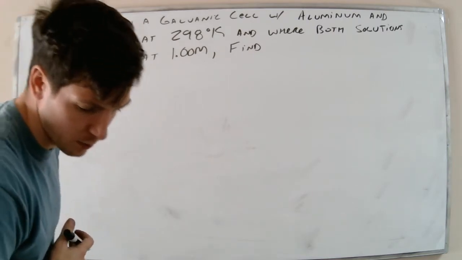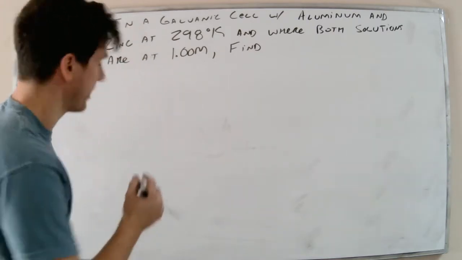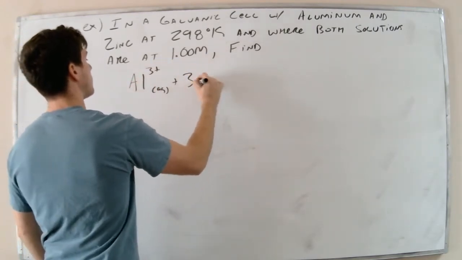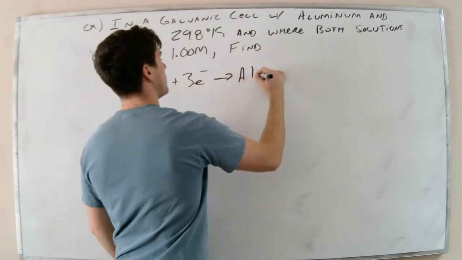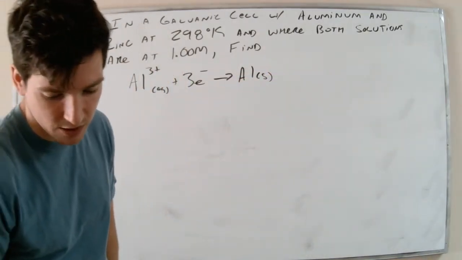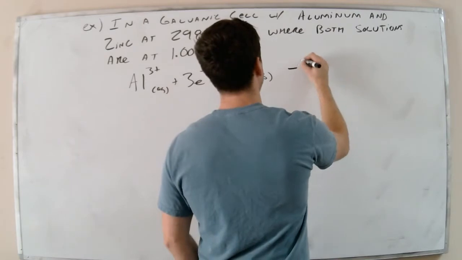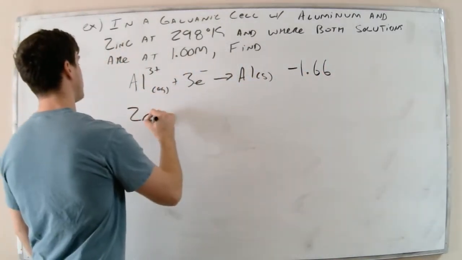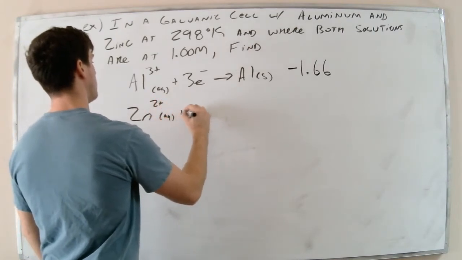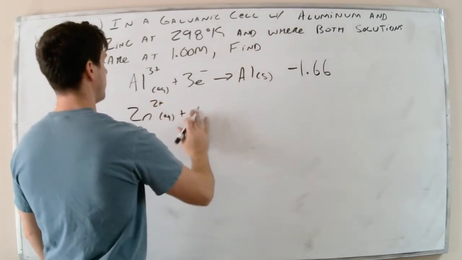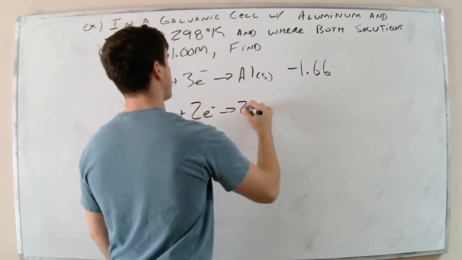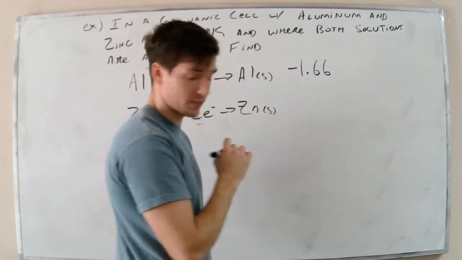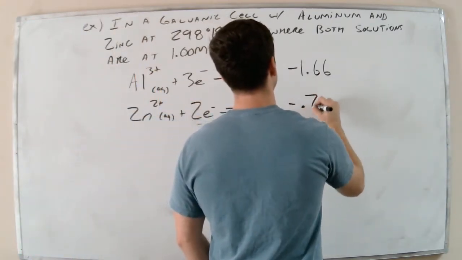So if I look up aluminum, the standard reduction for it is Al3+ aqueous plus 3 electrons makes aluminum solid, and its cell potential is negative 1.66. And then if I look up zinc, it's Zn2+ aqueous plus 2 electrons, and it's going to make zinc solid, and its reduction potential is negative 0.76.